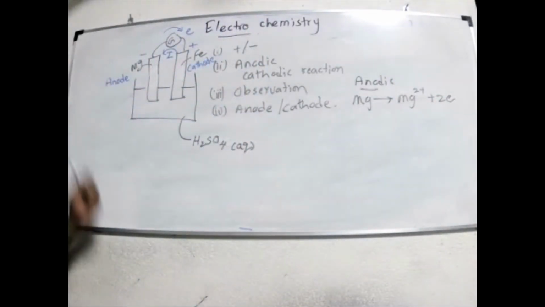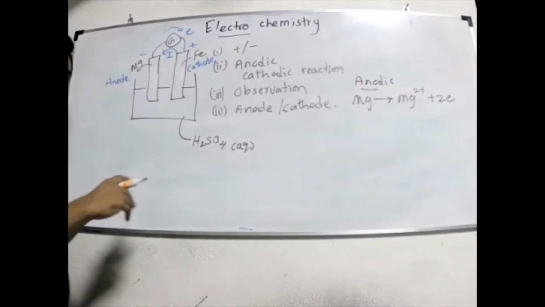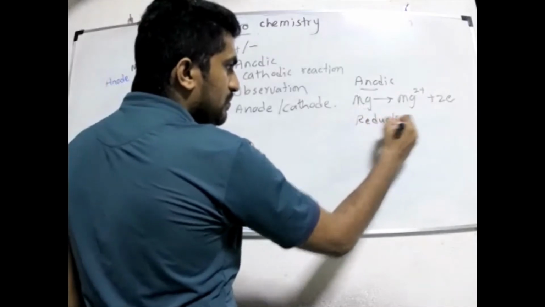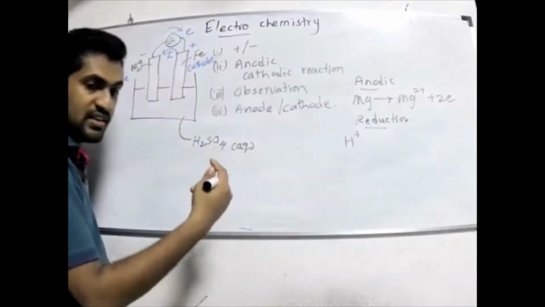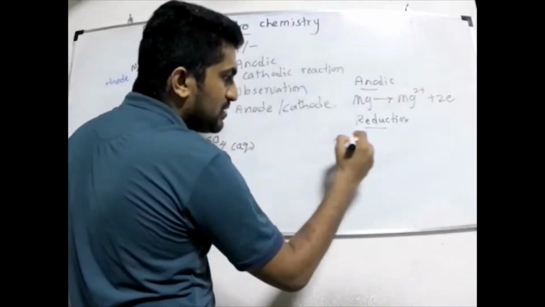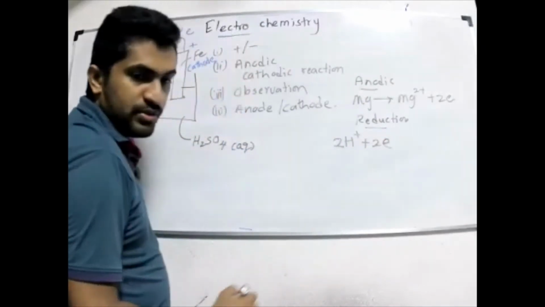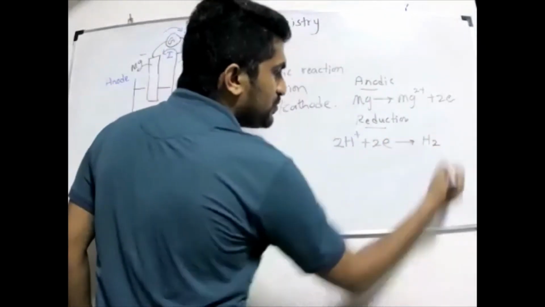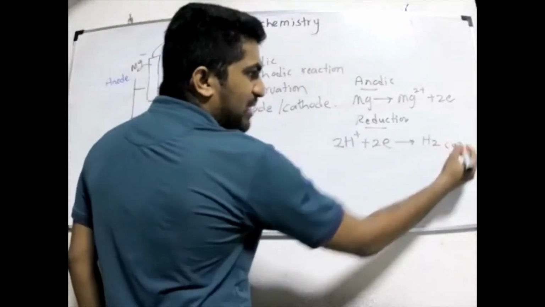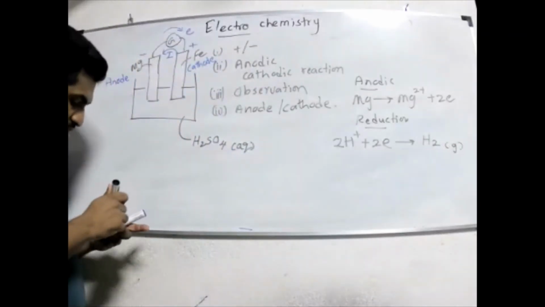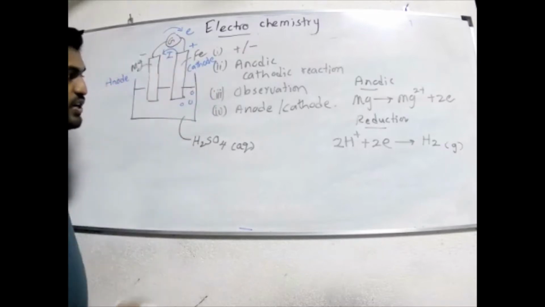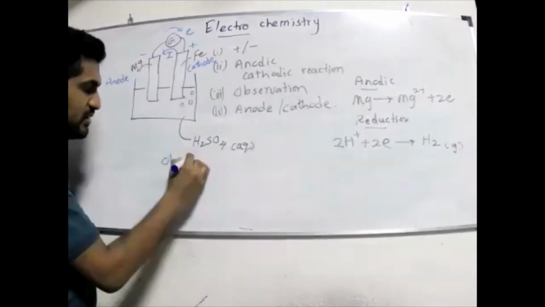Oxidization of magnesium. I told you the reduction always occurs in the cation of the solution. So what is the cation of the solution? H plus. You have to select the H plus reduction from the equations I gave you. And 2H plus gaining 2 electrons goes to H2. H2 is a gas. Keep this in your mind. H2 is what? A gas. Observations you can write.